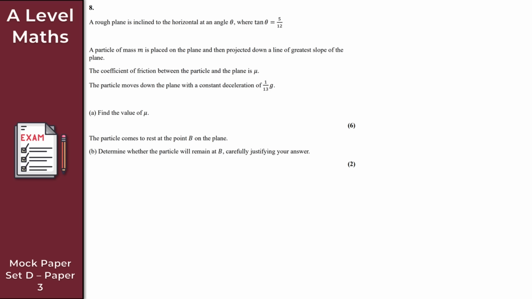Now, moving on to the next question, question 8. What we've got here is a question on forces. We've got a rough plane inclined to the horizontal at an angle theta, where tan theta is equal to 5/12. We've then got a particle of mass m placed on the plane and projected down a line of greatest slope of the plane. The coefficient of friction between the particle and the plane is mu, and the particle moves down the plane with a constant deceleration of g/13, or 1/13 g, whichever you prefer. So for part A, what we want to do is find the value of mu, the coefficient of friction between the particle and the plane.